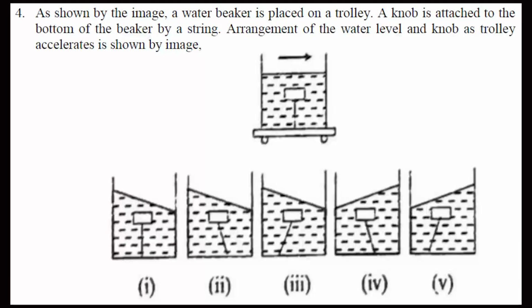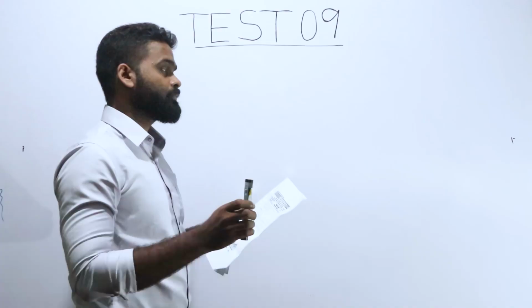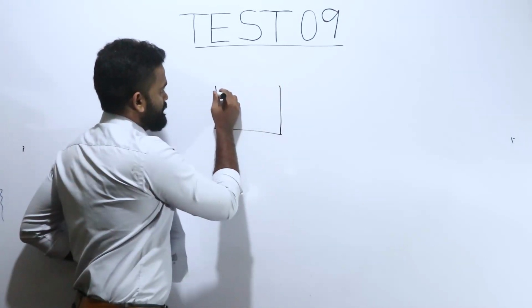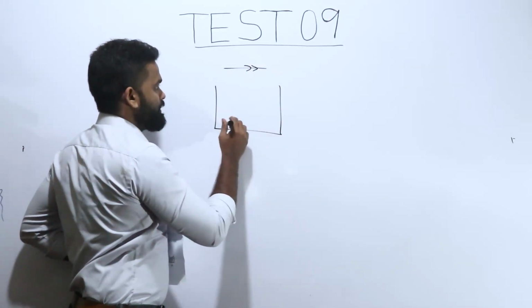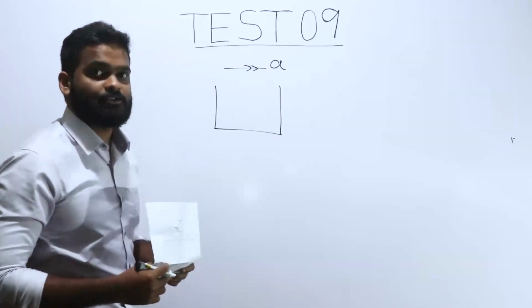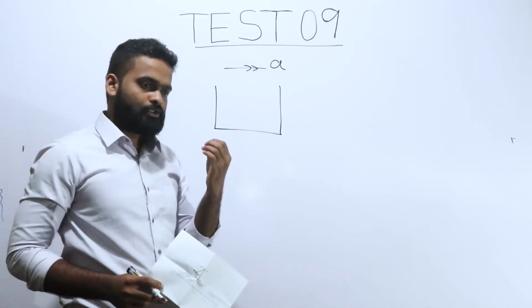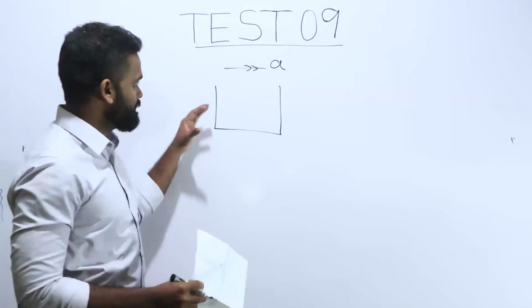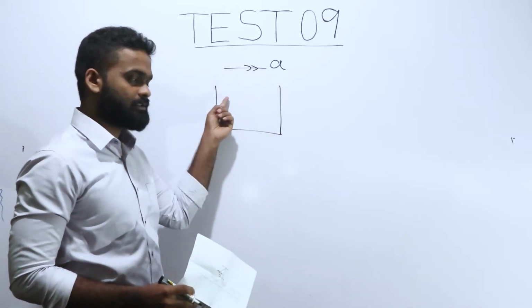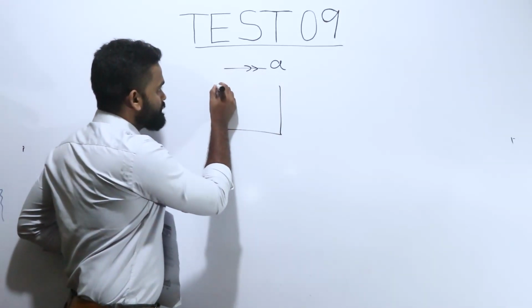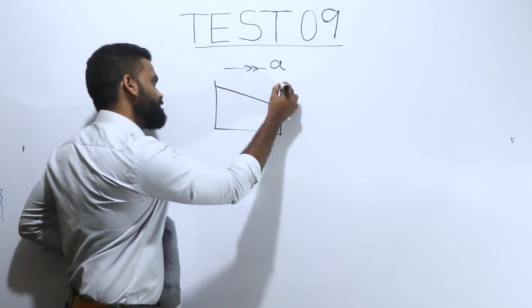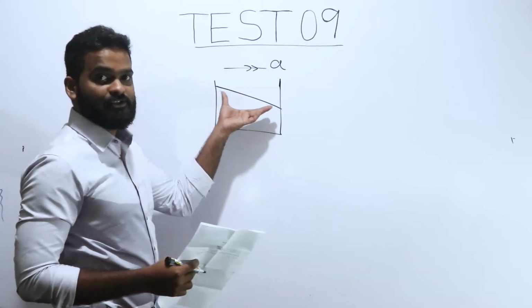The fourth question. As shown by the image, a water beaker is placed on a trolley. The knob is attached to the bottom of the beaker by a string. Arrangement of water level and knob as the trolley accelerates is shown by the image. Okay, also this is a famous question. We have this trolley that has an acceleration. Let's say it is moving at an acceleration A to this side. So by experience, you know that when something containing a liquid accelerates, the liquid level should arrange like this. So we know that, right? By experience, the liquid level is arranged like this.